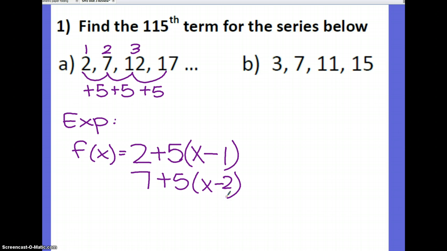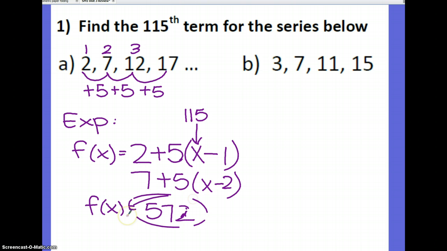And so from here, you just take one of these explicit and you put in 115 for x, and you end up with 572 after you plug in 115. That's the answer. So the next one, same thing.